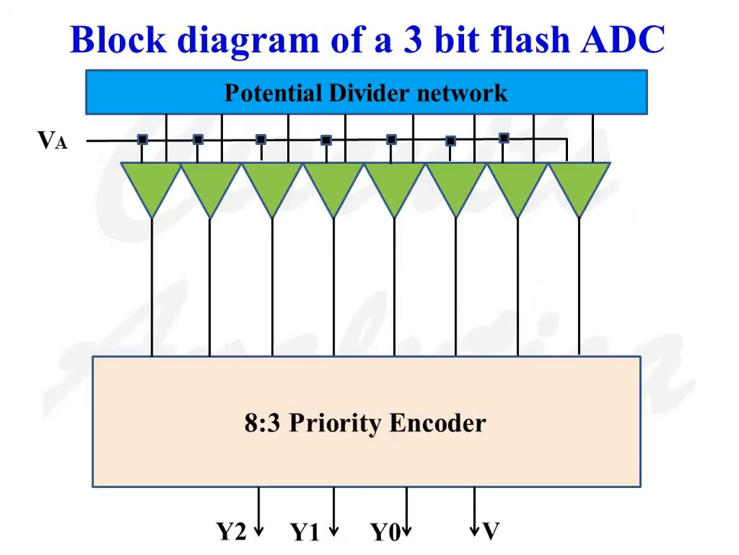This is the block diagram of a 3-bit flash analog to digital converter. It consists of a potential divider network with 8 resistors and reference voltage is equal to 8 volt if resolution is equal to 1 volt. There are 8 comparators and an 8:3 priority encoder with 8 input lines, 3 output lines and 1 valid output line.